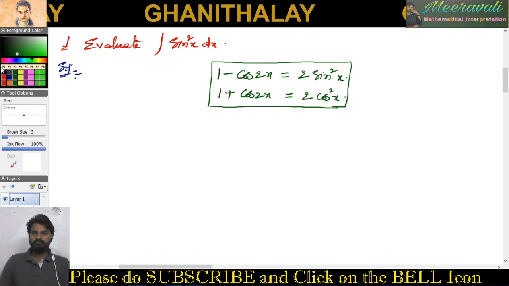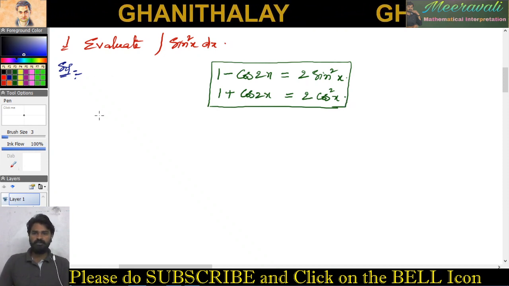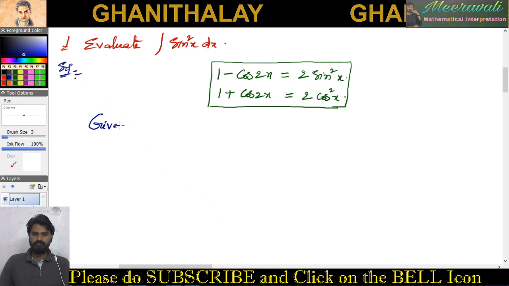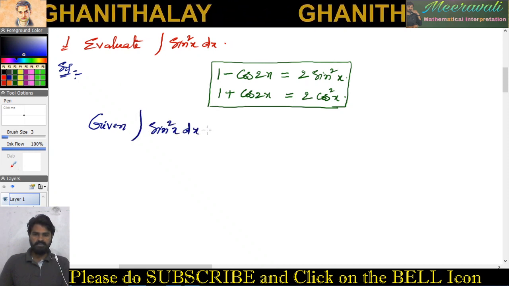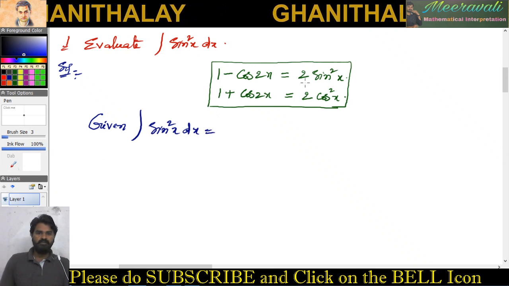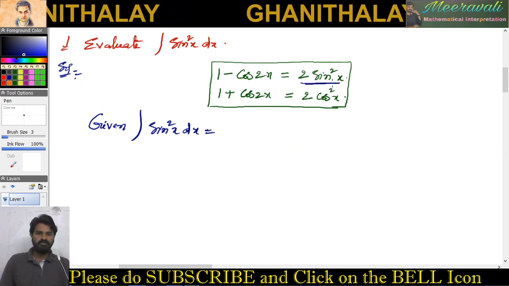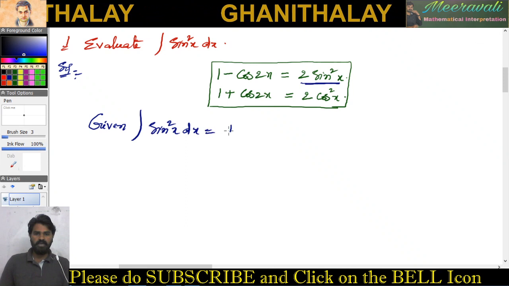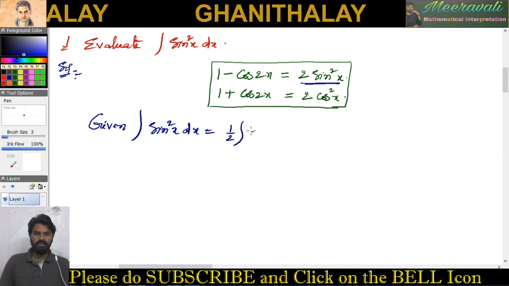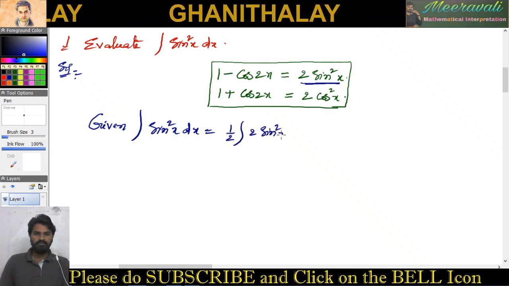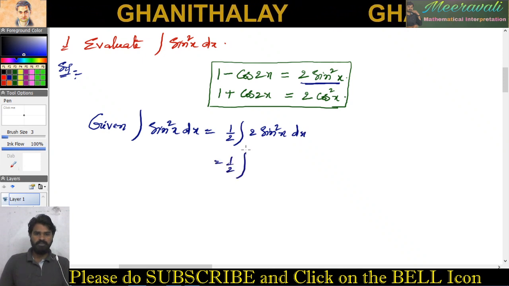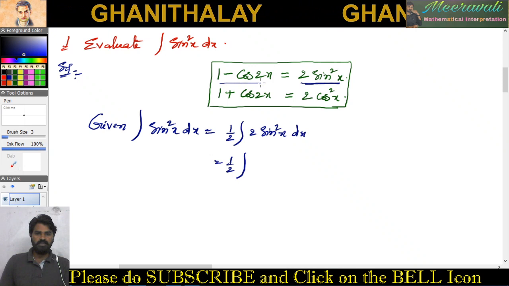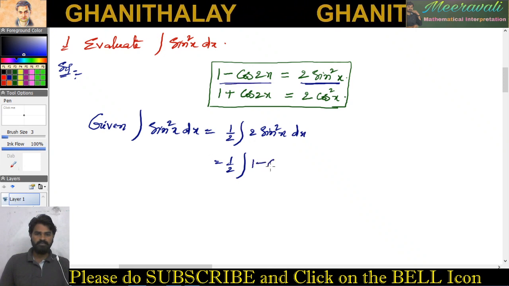So now we have to take the given problem. Given integral sine square x is equal to, what will be there in the formula? 2 sine square x is there. For that I am going to divide by 2 and multiply by 2. You can get this: 1 by 2 integral 2 sine square x, which can be written as 1 minus cos 2x.